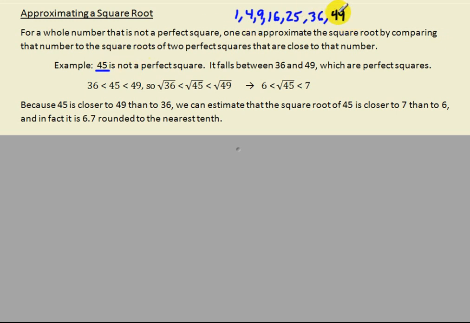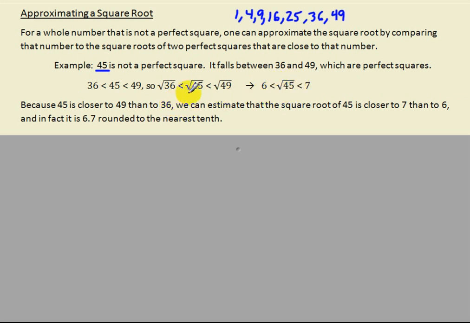45 falls between these two values. So we want to look at the square root of 36 and the square root of 49 because those we can find directly. And we can rewrite this because 36 is less than 45, less than 49. In other words, 45 falls between these two values. Then the square root of 45 will fall between these two square roots. And we know those two square roots. They are 6 and 7. So we know the square root of 45 is somewhere between 6 and 7.